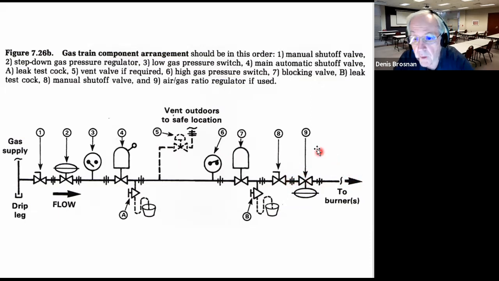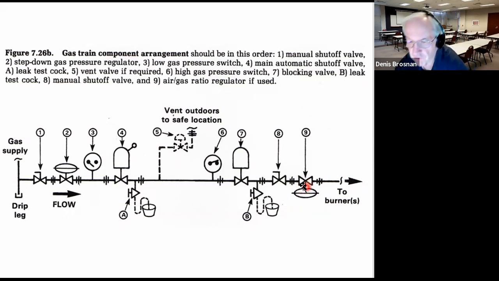Now, number 9 on your diagram is the air gas ratio regulator. We'll talk about ratio regulators next time, but what a ratio regulator does is it takes a pressure impulse from the air system and operates a regulator to control the amount of gas going to the right. So we're using the airflow to control the gas flow. That way we can stay on ratio or nearly on ratio in combustion, called a ratio regulator.